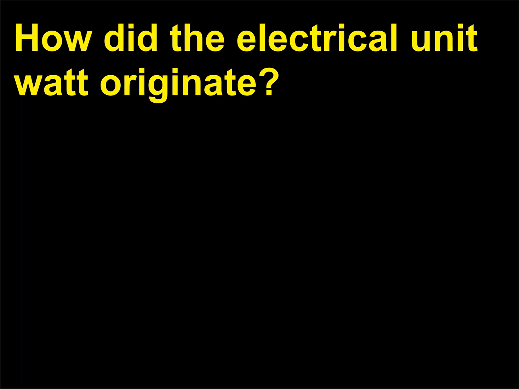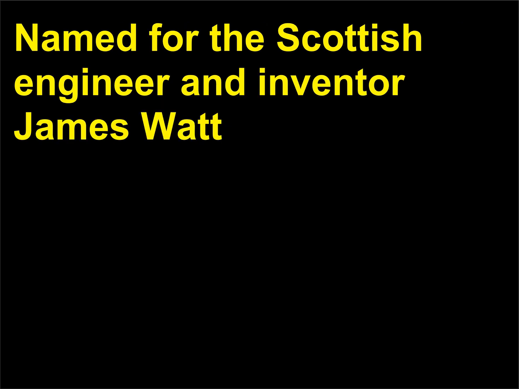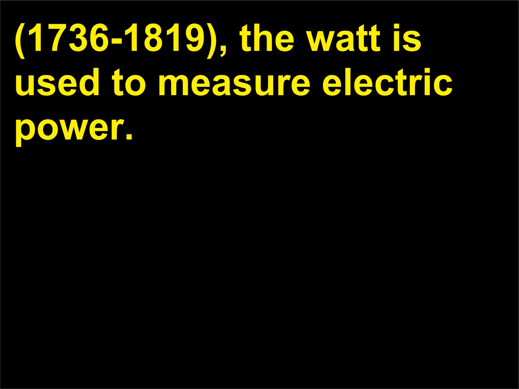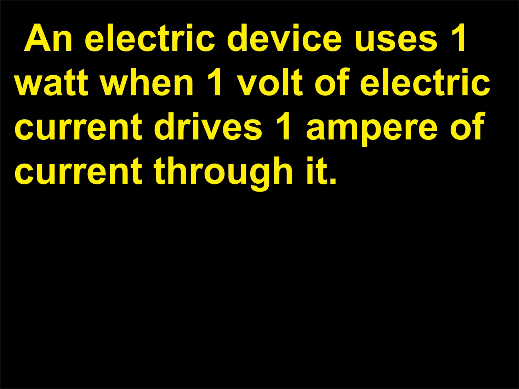How did the electrical unit watt originate? Named for the Scottish engineer and inventor James Watt, 1736 to 1819, the watt is used to measure electric power. An electric device uses 1 watt when 1 volt of electric current drives 1 ampere of current through it.